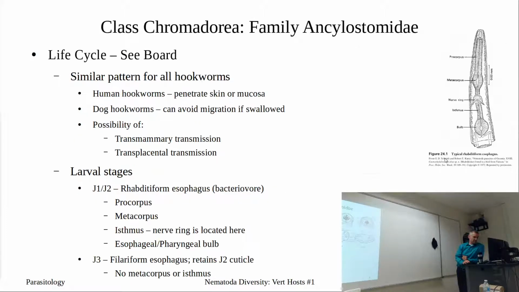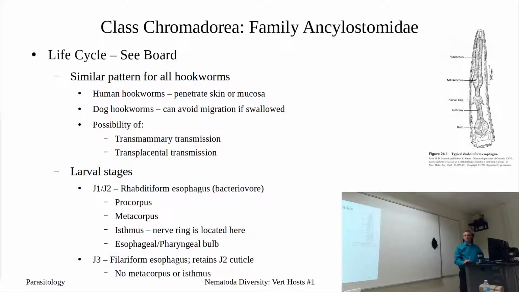So that's typical of our J1, J2s. J3s, they have a filariform esophagus type. All right, this esophagus type doesn't have a metacorpus, doesn't have an isthmus. So what it basically is, this procorpus extends the length to the pharyngeal bulb. And even the pharyngeal bulb might not be super prominent. You just see that it gets larger.